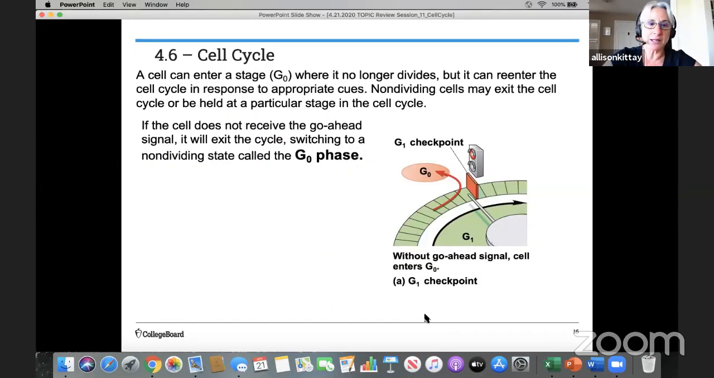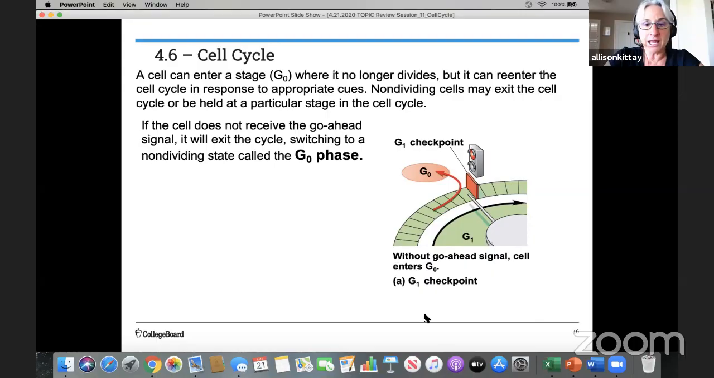Before I talk about regulation, I want to talk about a special stage of the cell cycle that is called G0. And this is kind of a suspended animation stage where it no longer divides. So it can exit the cycle into G0, but it can re-enter the cell cycle in response to appropriate cues. And I'm going to give you some examples of what that might be. So non-dividing cells may exit the cell cycle or be held at a certain stage in the cell cycle rather than continuing through to divide and create two new cells.